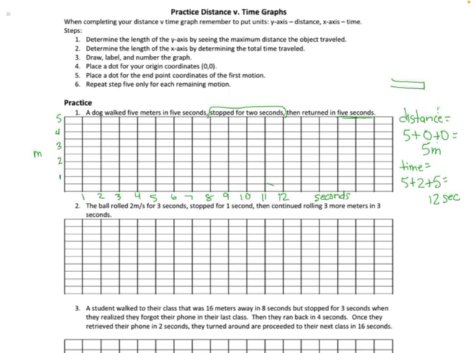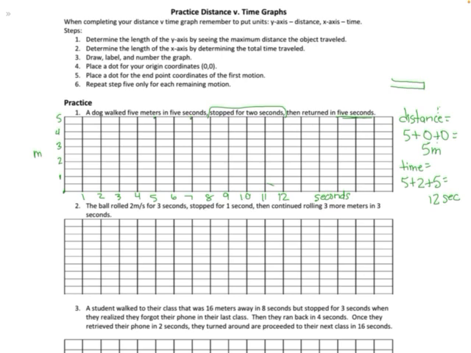So the next step says we have to put a 0, 0 or a dot at the origin at 0, 0. And then we have to look at our coordinates. The first segment, he goes 5 meters in 5 seconds. So our time is 5, and he's also gone 5 meters. So we would put our dot at 5, 5. The second one, he has stopped for 2 seconds, but his distance hasn't changed. So 5 plus 2 seconds is 7 seconds, and we're still at the 5 meters right here.